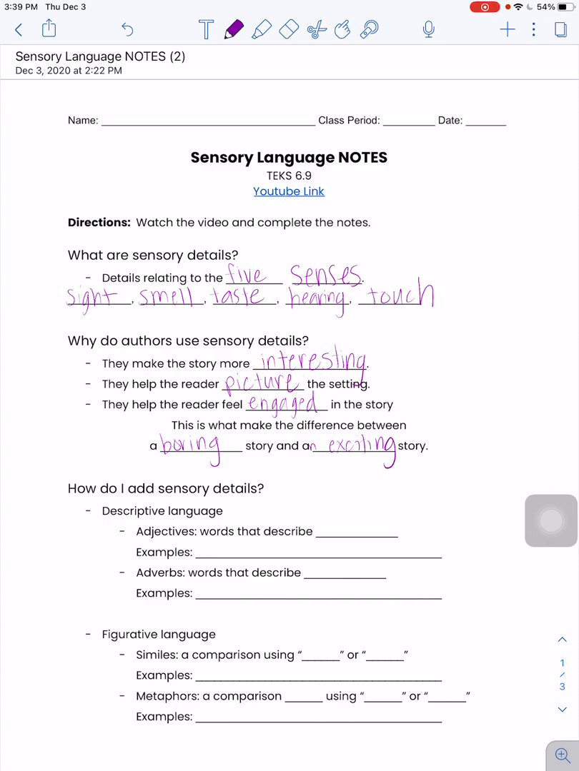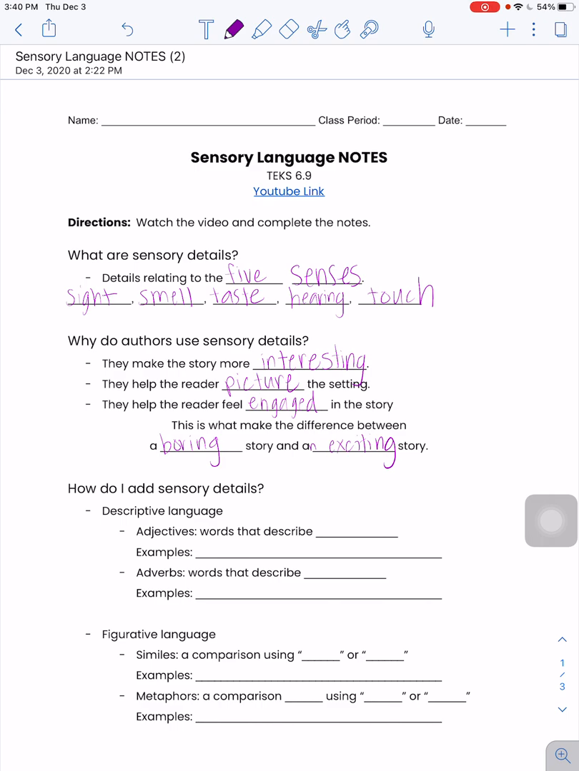Okay, so sensory details are a way to describe different things using our five senses. They help make our stories interesting, they help the reader picture the setting, and they keep the reader engaged in the story. So, how do I add sensory details? So, first we can use adjectives.